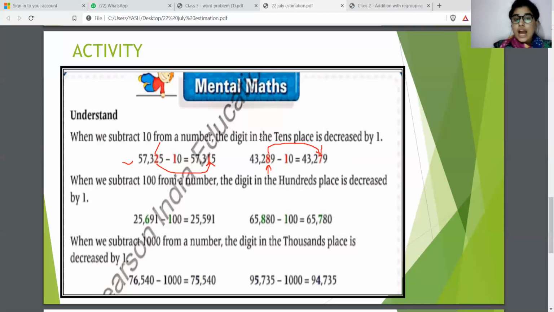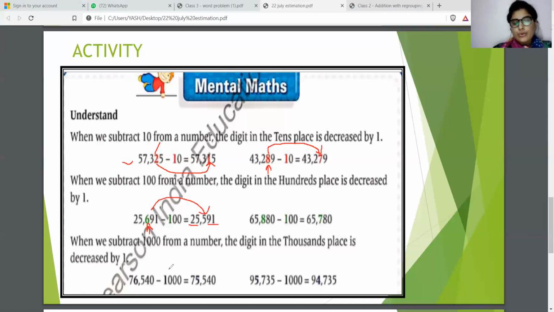Now, when I subtract 100 from a number, you have to do nothing. You only have to subtract 1 from the hundreds place. Like in this question, 25,691. Whenever you have to subtract 100 from any number, you will just decrease the hundreds place digit by 1. Here you can see we have 6. So subtract 1 from 6. The answer will be 5. So you will write 5 and the rest of the digits will be the same. You can see here also.